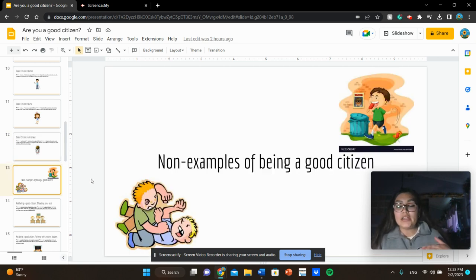Now we're going to move on to non-examples. So I just explained a little bit of what are some good examples of being a good citizen. Okay, now we're going to move on to some non-examples of being a good citizen.